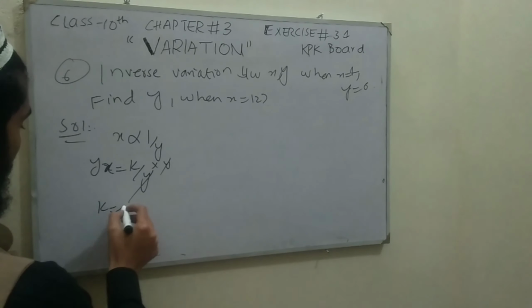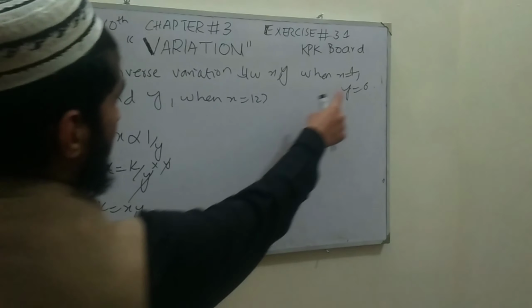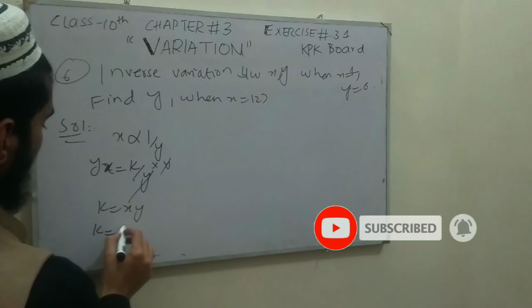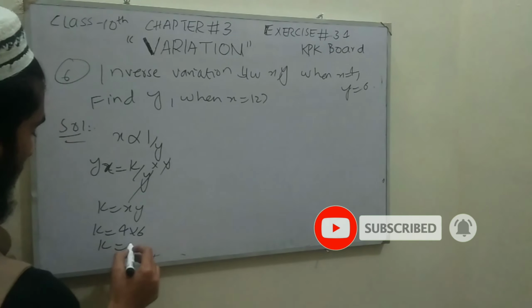So k is equal to xy. x is 4 and y is 6. So putting these two values here, 4 multiply 6 gives us 24. So the value of k is equal to 24.